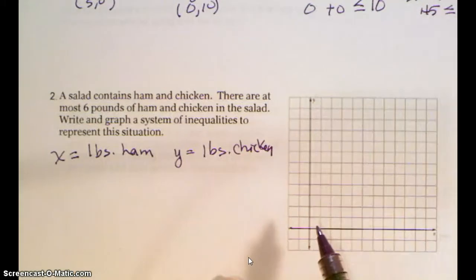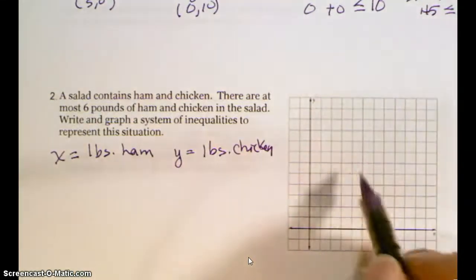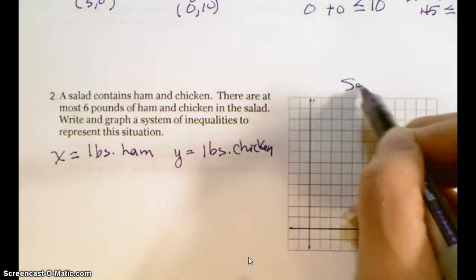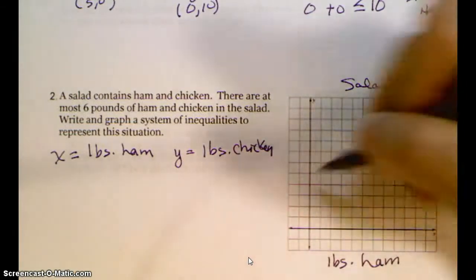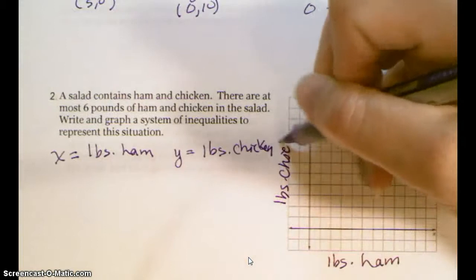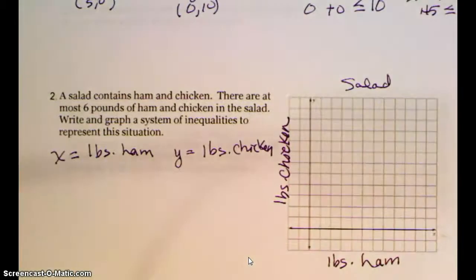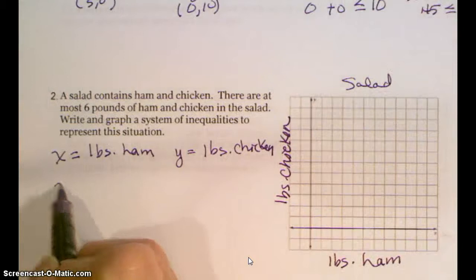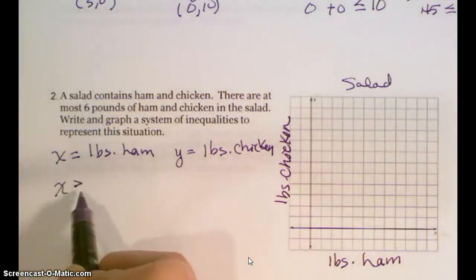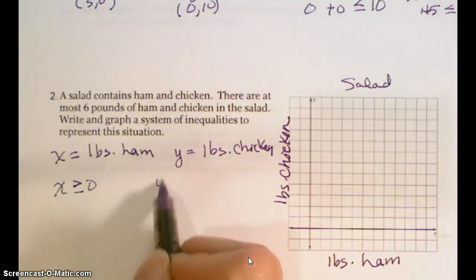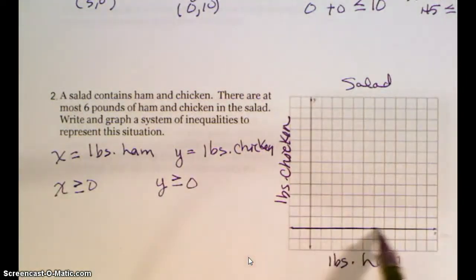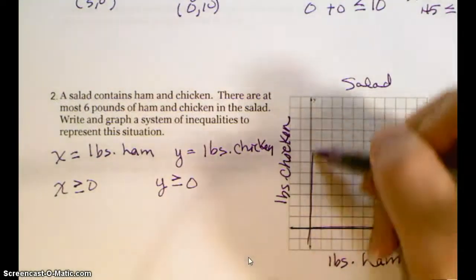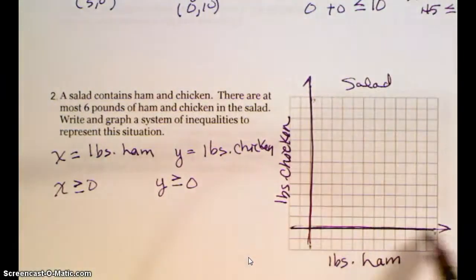Okay, and I'm going to go ahead and title my graph, and we're going to be talking about salad. And in the salad we have pounds of ham and pounds of chicken. Okay, now we either have pounds of ham or we don't. So one of my conditions, X has to be greater than or equal to 0, and for chicken, Y has to be greater than or equal to 0. So there's my two conditions, and that gives me my boundary lines here. So that means everything is positive in quadrant 1.